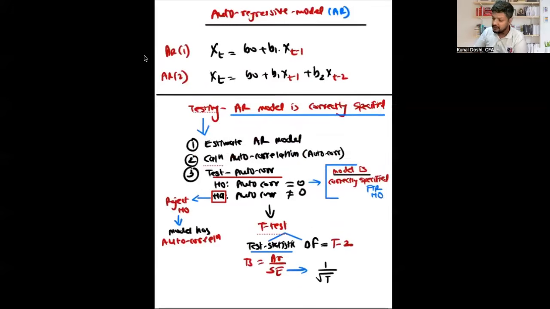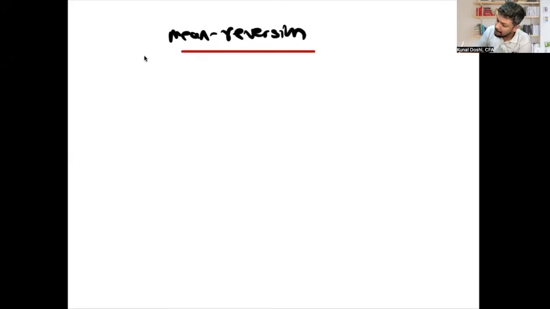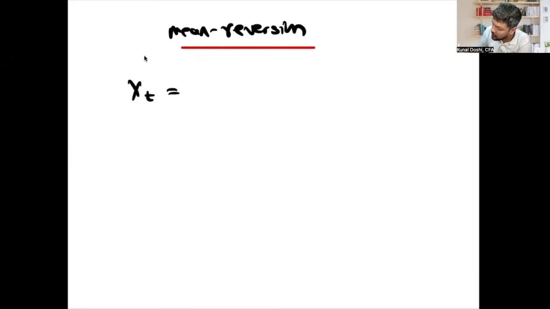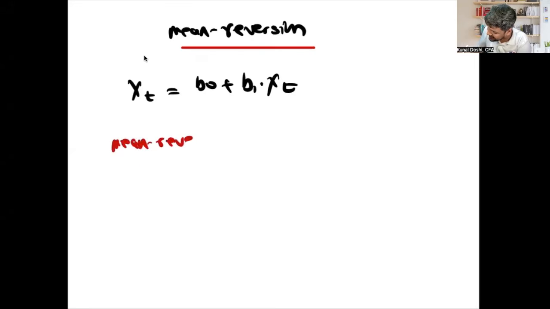So what is a mean reversion level? I'll write down here what is a mean reversion level. And very interesting thing, mean reversion or mean reverting. In the mean reversion level under the AR model, my X value will be B0 plus B1 times X itself, current year X. Now, if this is the case, then what is going to be my mean reverting level? If this is the outcome, then just see what I do now, guys.